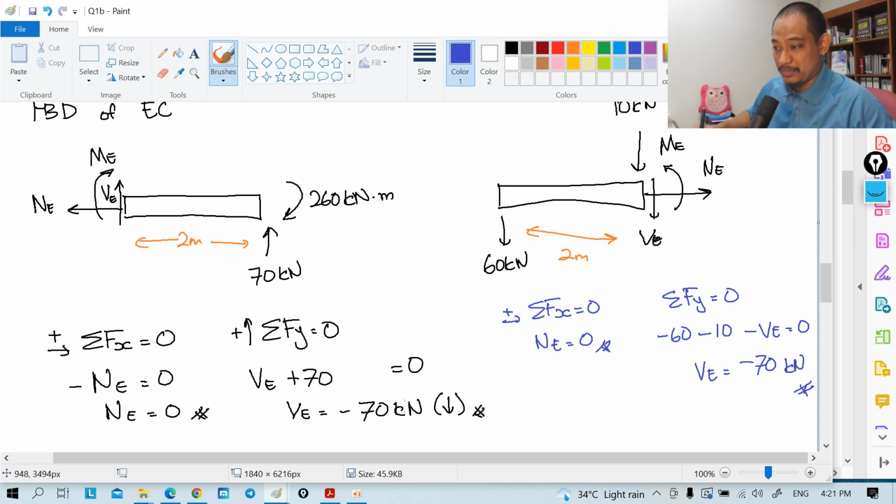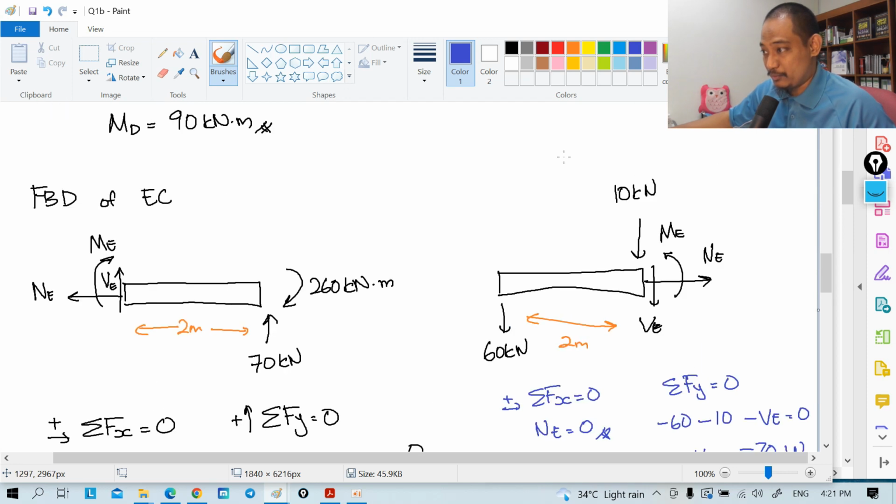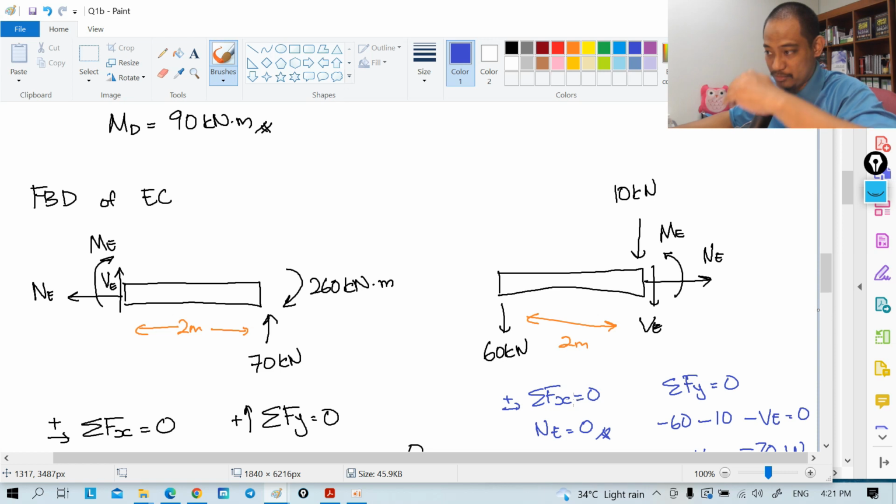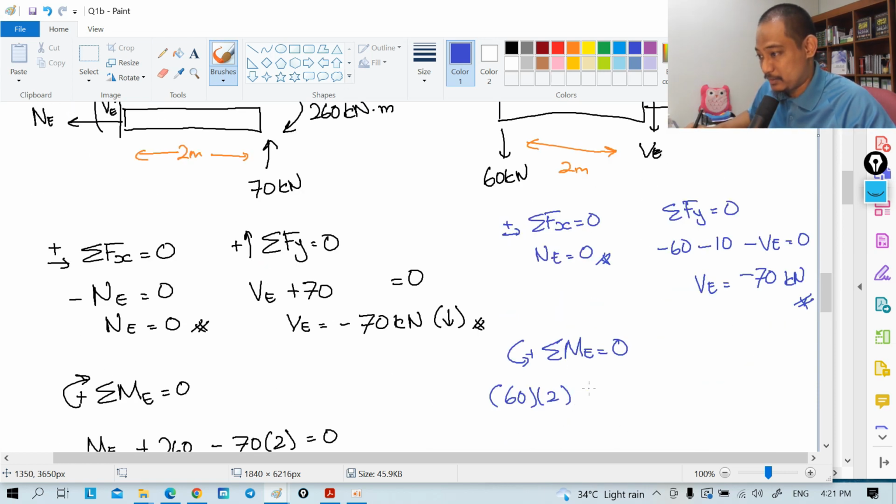But we just follow the convention, meaning that when VE, the answer is just negative. So there you go. You can see that the answer is the same. And if you do moment about point E, summation of moment about point E equal to 0, if we take counterclockwise as positive, so we have in this case 60 times 2, that is positive, and then nothing else, 10 is on that dot, so plus ME equal to 0, so ME equal to negative 120 kilonewton meter.